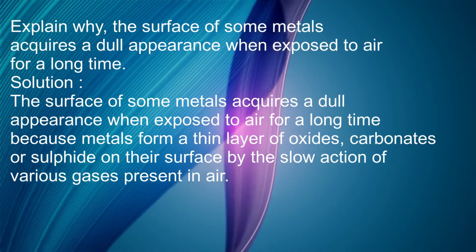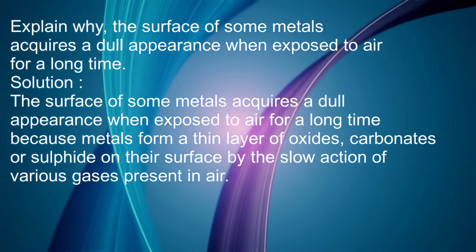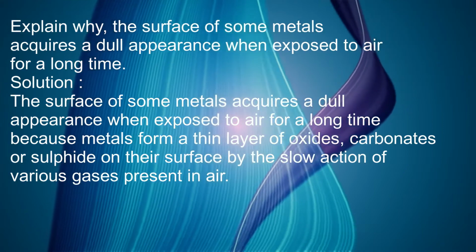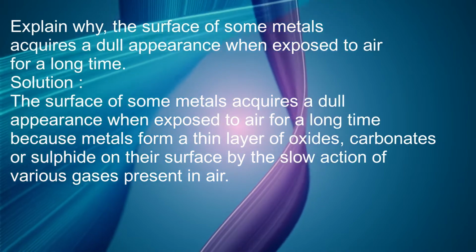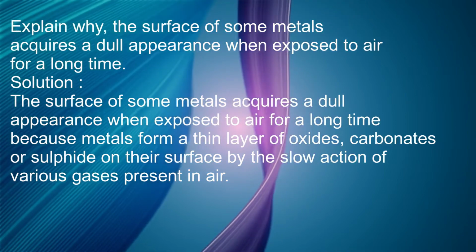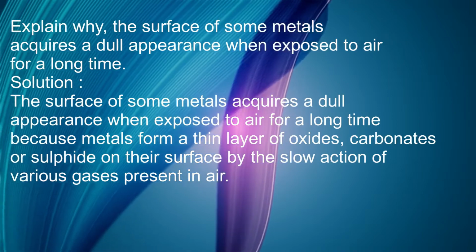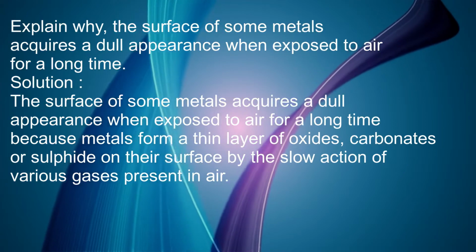Explain why the surface of some metals acquires a dull appearance when exposed to air for a long time. The surface of some metals acquires a dull appearance when exposed to air for a long time because metals form a thin layer of oxides, carbonates, or sulfides on their surface by the slow action of various gases present in air.